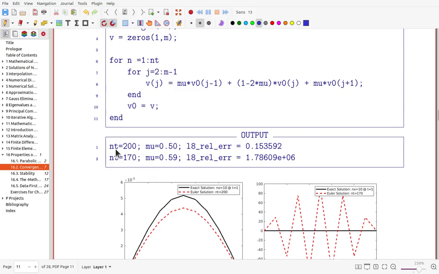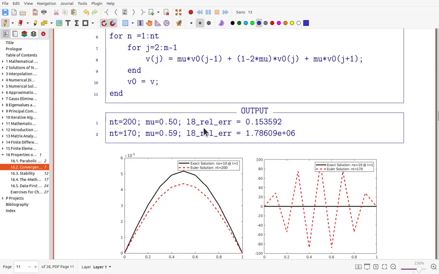When we choose NT 200, at the moment mu is 0.5, and earlier we proved that once mu is bounded by half, then the Forward Euler method is convergent. So at the moment the L infinity maximum relative error is 0.15, so it's about 15% error. When we choose 170 points in the time direction, then mu is larger than 0.5. It becomes 0.59. In that case, the relative error becomes 10 to the 6.